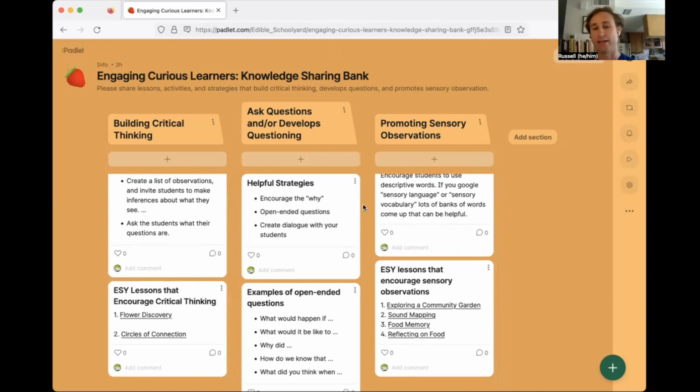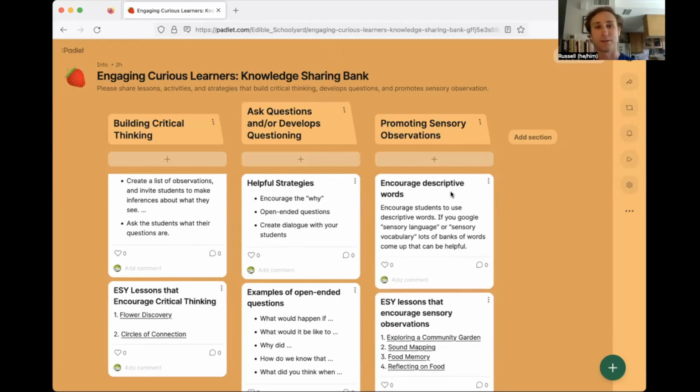This Padlet, along with our presentation and all the other resources, will be an ongoing resource that's available for everyone. And now, as I was saying at the top, we have the opportunity to collectively build out a library, a knowledge bank of helpful resources, strategies, activities, and lessons towards these goals.